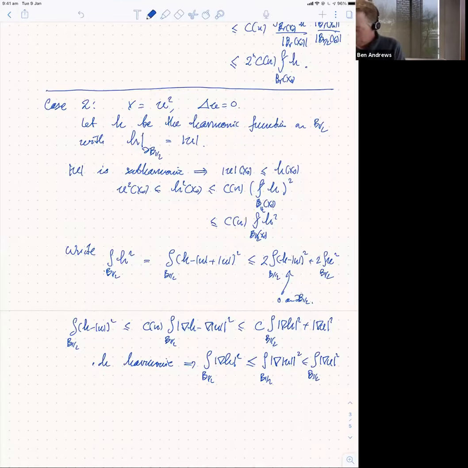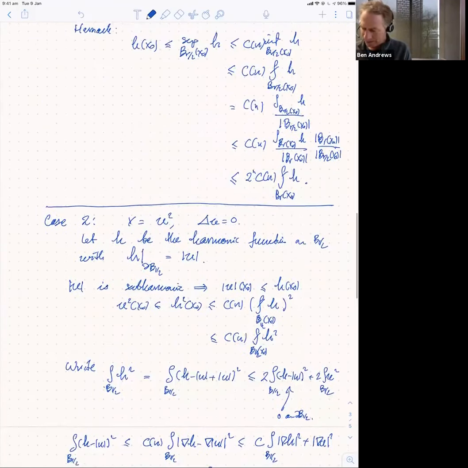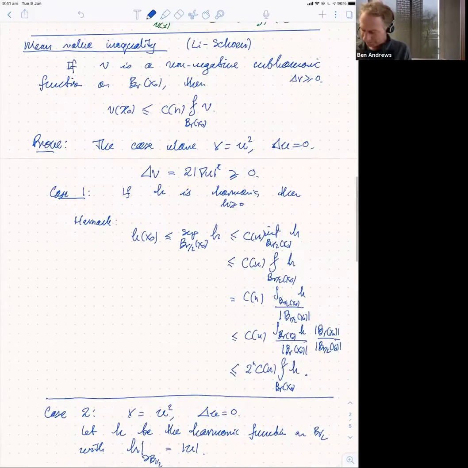Okay, so remember what I'm trying to do. I'm trying to bound everything by an integral of u squared. So in the last step, I need to try and show that the integral of gradient u squared can be bounded by the integral of u squared. All right, so let's see. So far I have the ball of radius a half, and I want to end up with an estimate on the ball of radius 1.